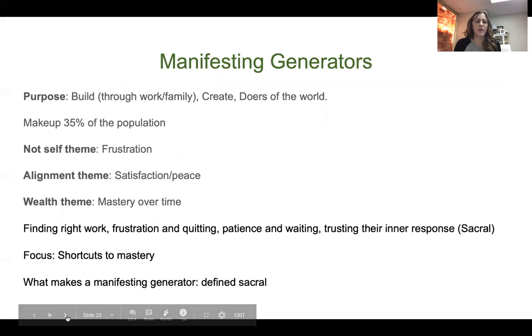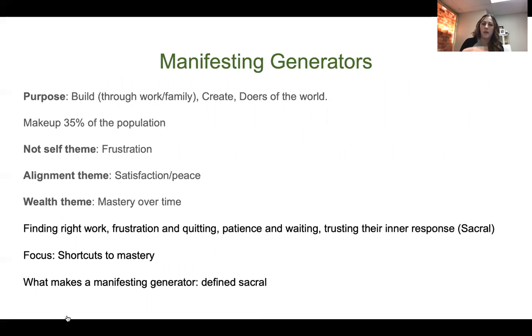So manifesting generator, their purpose is the same as a generator, to build through work and family. They create, they're the doers of the world. They're like a hybrid of a manifestor and a generator, so they experience both of the themes of those types. And the way I see it is they're a generator first, and then they're a manifestor next.